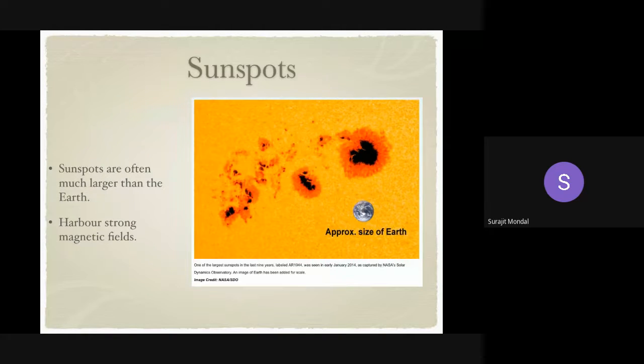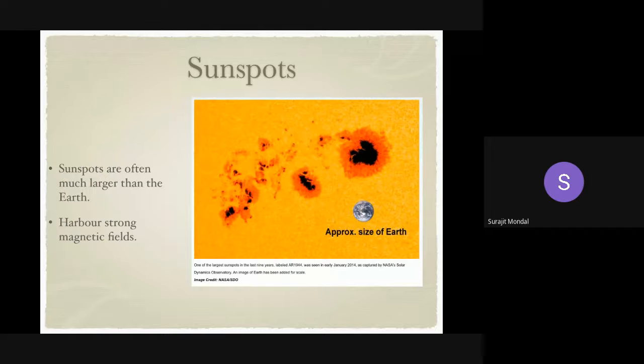Now, the area of these sunspots can be very large. It can even be much larger than the size of Earth. That can be seen from this image. See, this is the approximate size of Earth, and you see the sunspot is larger than the Earth itself. However, there are also smaller sunspots as well, and you can find some small sunspots here and there.